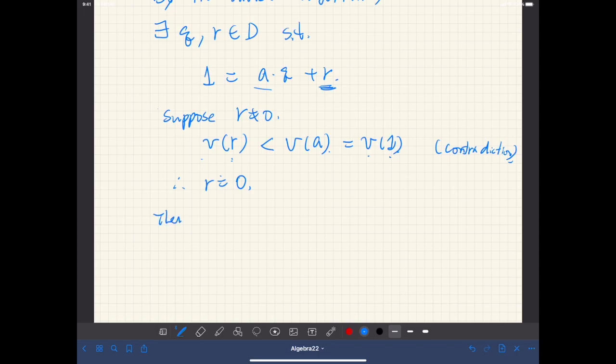Then we have 1 is equal to A times Q, which means A is a unit. And we are done.